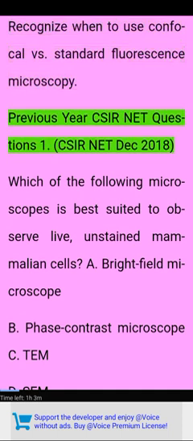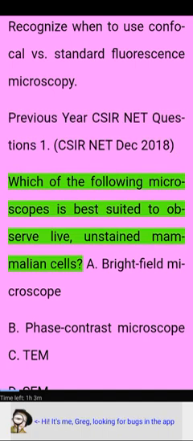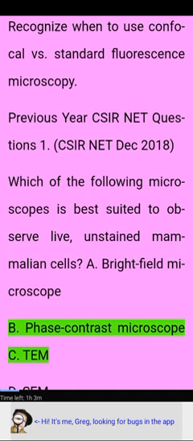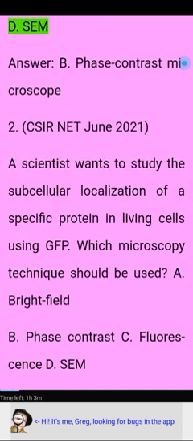1. CSIR NET December 2018. Which of the following microscopes is best suited to observe live, unstained mammalian cells? A. Bright field microscope. B. Phase contrast microscope. C. TEM. D. SEM. Answer: B. Phase contrast microscope.